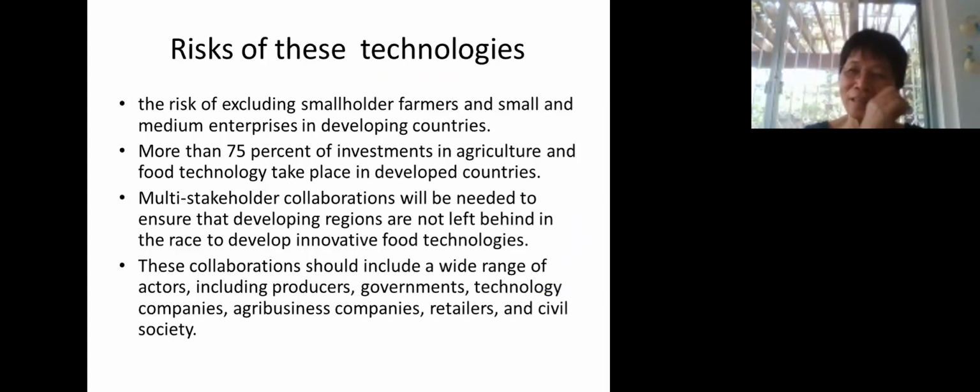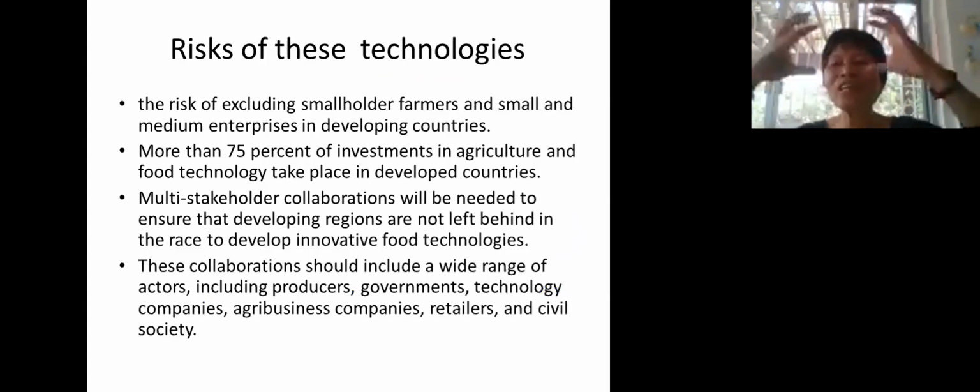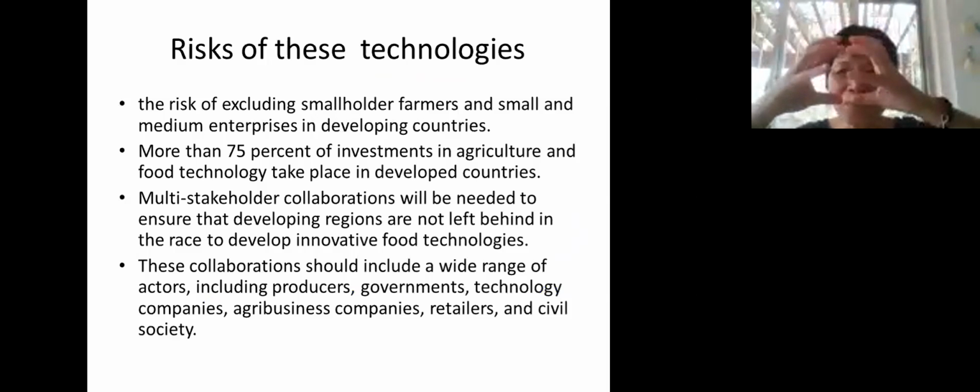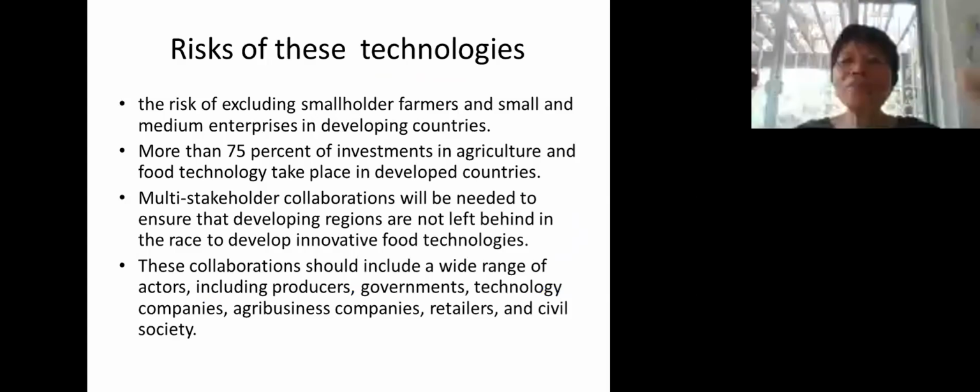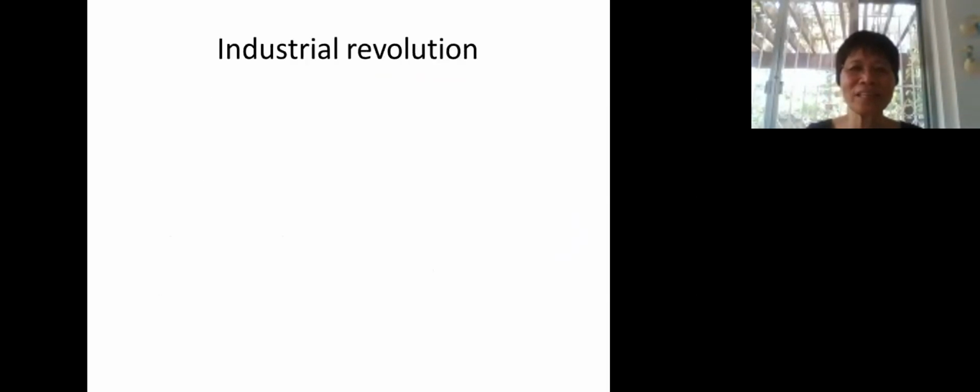Who are these? Who are the stakeholders? The producers, the farmers, the government, technology companies, agribusiness companies, retailers, and us, the civil society. These are the different stakeholders. And you need to have the cooperation of all of these stakeholders in order to take advantage of this technology.